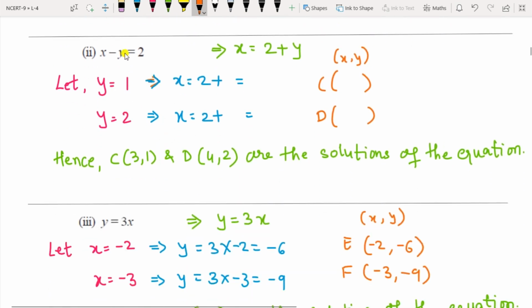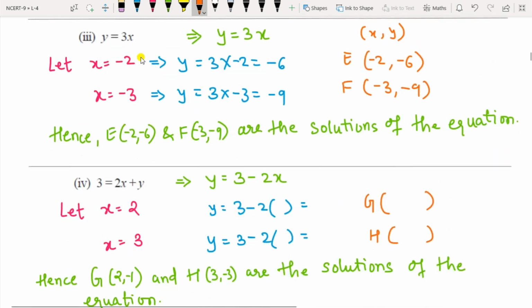x minus y equal to 2. So here x I have made as a subject. So 2 plus y, taking y values, any values. So this is y equal to 1 and y equal to 2. Let us substitute those values in the equation here. So 2 plus 1 will be 3 and 2 plus 2 will be 4 here. So always you have to write x first. So this is 3 and 1 and this will be 4 and 2. These are the solutions of this equation.